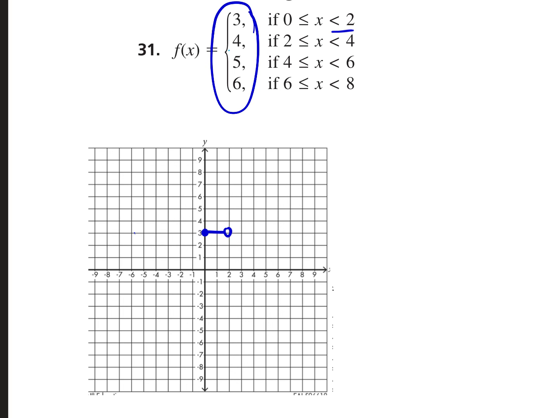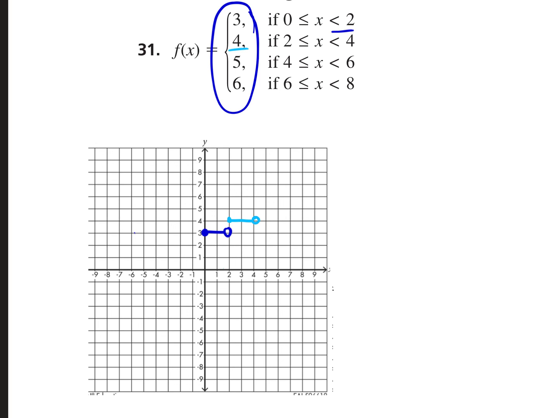All right, let's look at the next piece, 4. So I'm going to put a line at 4. But 4 only goes in between the x values of 2 and 4. So I erase everything else except what's in between 2 and 4. Which one's going to get the open circle? The one on the right, so at 4.